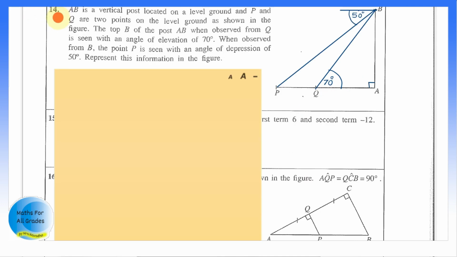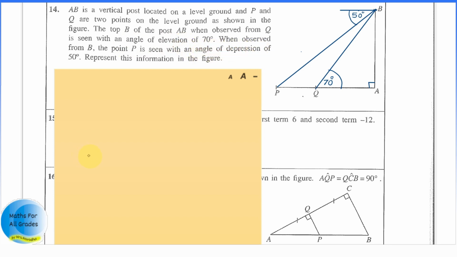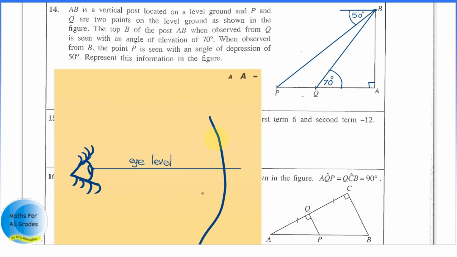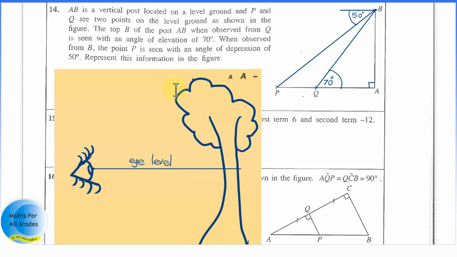To understand this question, let's revisit the concepts of angle of elevation and angle of depression from grade 10. Okay, now think this is your eye and this horizontal line is your eye level. There is a tree. Now we want to see the top of the tree. So you look up here. The angle starting from the eye level to the line you drew is called angle of elevation. So let's say this is theta. Theta is the angle of elevation.